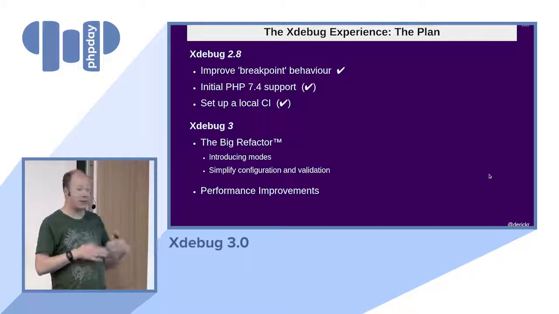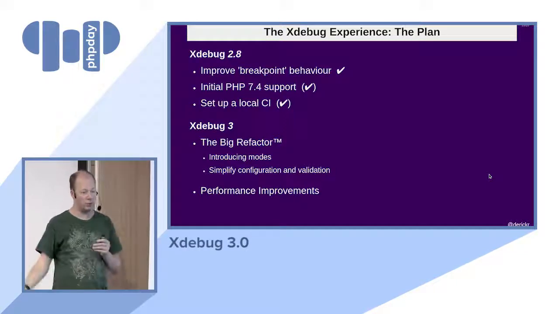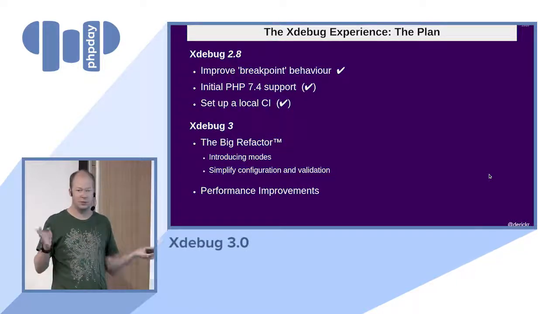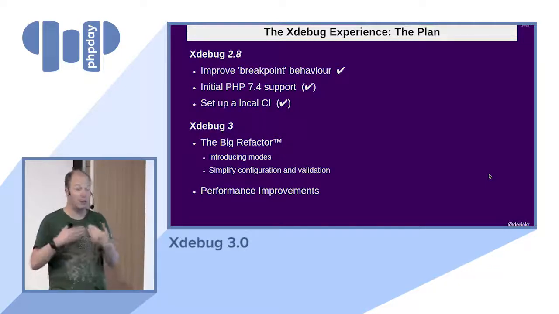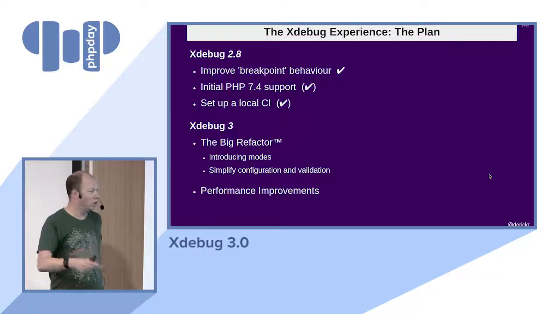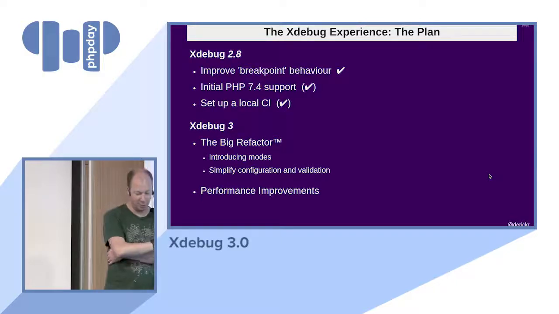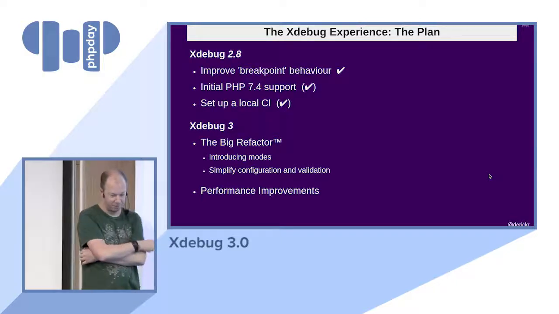And then for Xdebug 3, that's the release I want to come out after 2.8, potentially together with PHP 8, but maybe not necessarily. There shouldn't be a reason why I need to wait until PHP 8. There I will introduce modes, I'll show you that in a moment, and want to simplify the configuration and validation, and then of course work on some performance improvements at the same time. All right, so let's have a look at Xdebug 2.8.